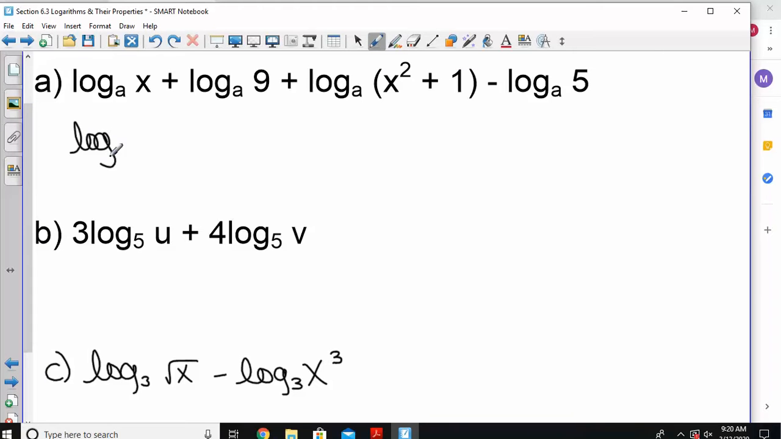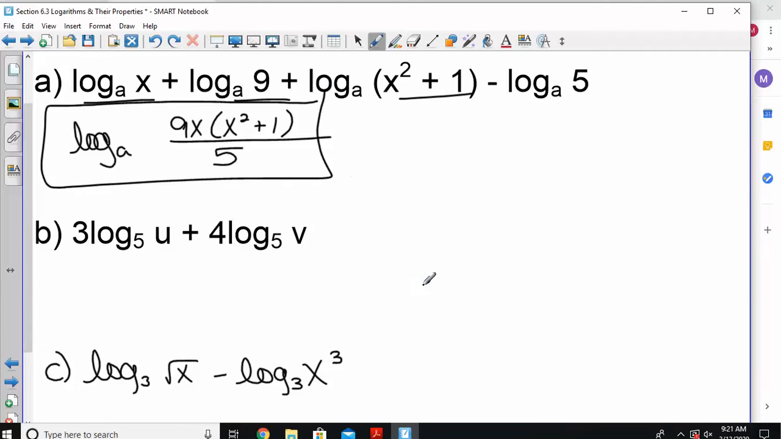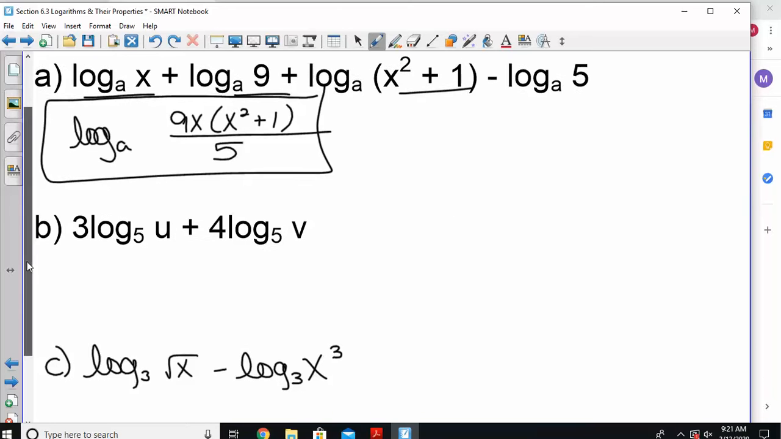So the first one, all three of these are added. So we're multiplying together x times 9, so 9x times the x squared plus 1. Minus, so divided by 5. If you wanted to multiply out the top, you could, but you don't have to. You could do it like this. I wouldn't count it wrong, but we usually do write the coefficients in front. So it's not wrong, just not how we normally write it.